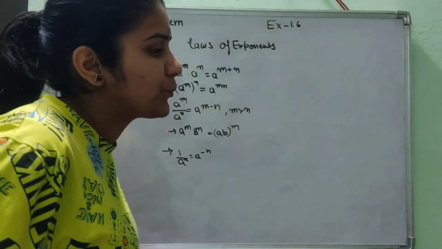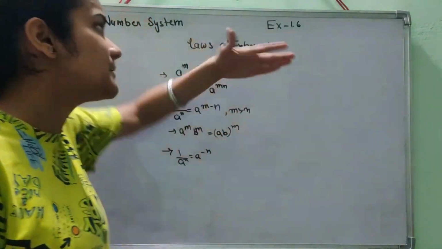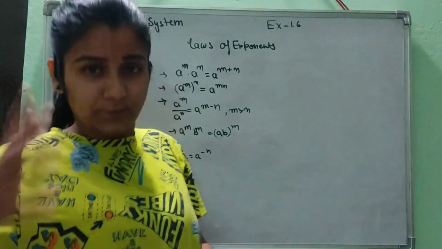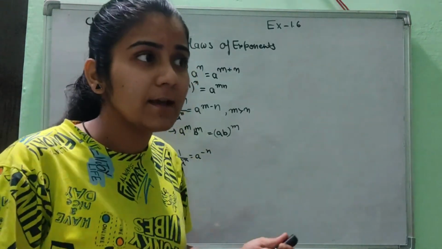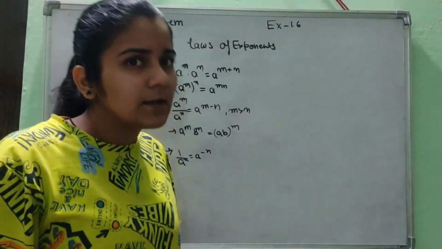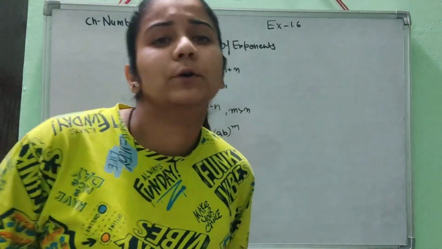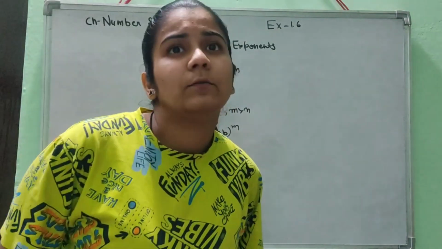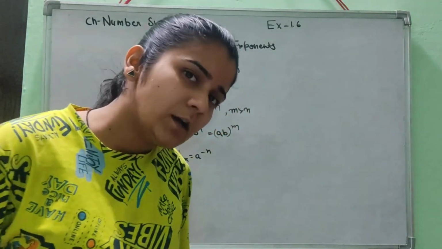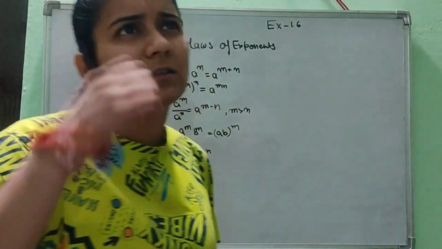So before going to exercise 1.6, what are we going to understand? We are going to understand the laws of exponents. We have studied them in our previous classes, like 8th, 7th, 6th. Let us recall them. I know I have written it, but still I will ask you, what is a to the power m into a to the power n? I know many of you must know that. This is not a thing that should be forgotten.